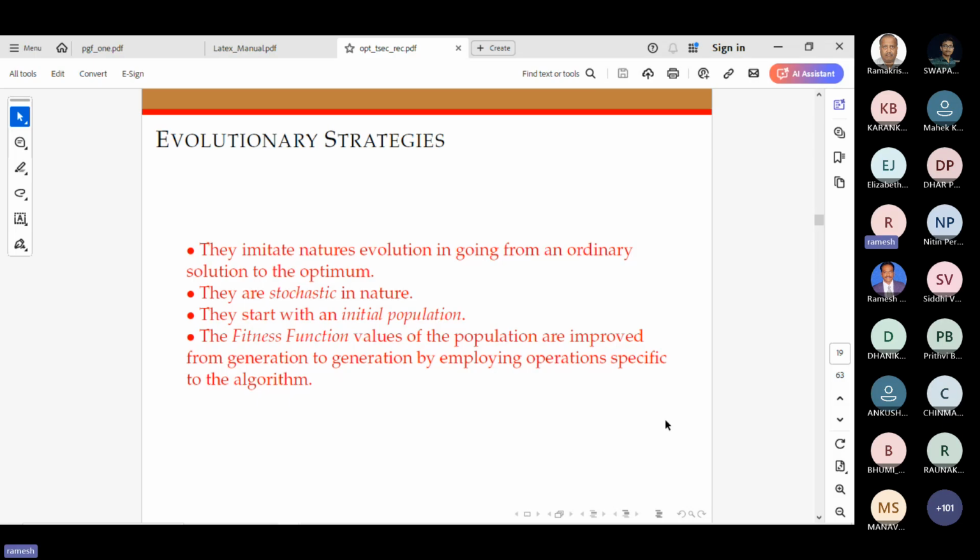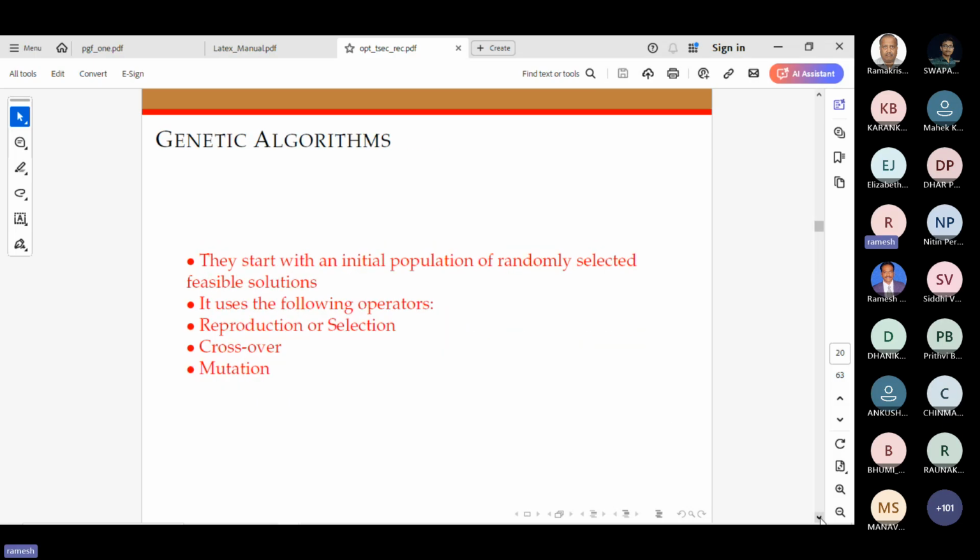Let us first take a look at genetic algorithms. They start with an initial population of randomly selected feasible solutions. I hope you now know what is meant by feasible solutions, because I have shown you what a feasible region is; all the solutions which can be picked from the feasible region are known as feasible solutions. It uses the following operators: reproduction or selection, crossover, and mutation.